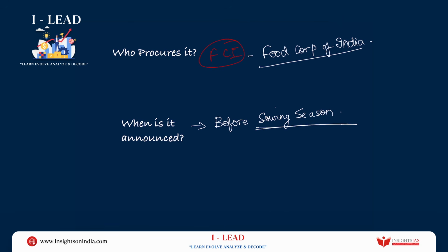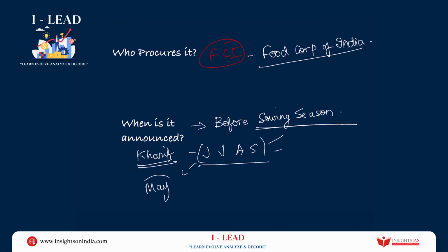So, for example, let's say there is a Kharif crop. What do we understand by Kharif crops? Kharif crops are those crops which are grown in the monsoon. The monsoon months are June, July, August, and September. If any crop is growing during this season, we call it a Kharif crop. So, when is it announced? It is announced in the month of May.